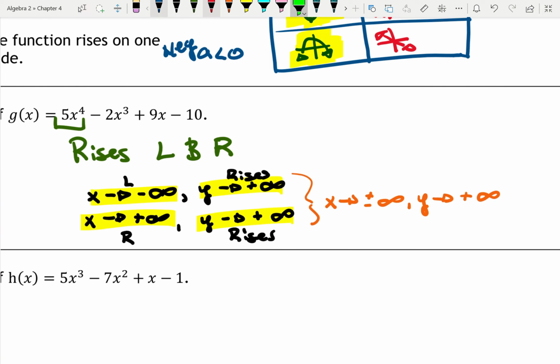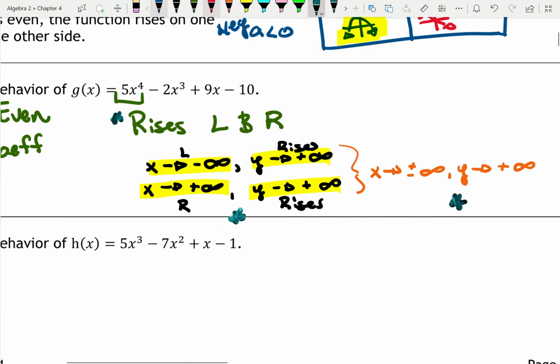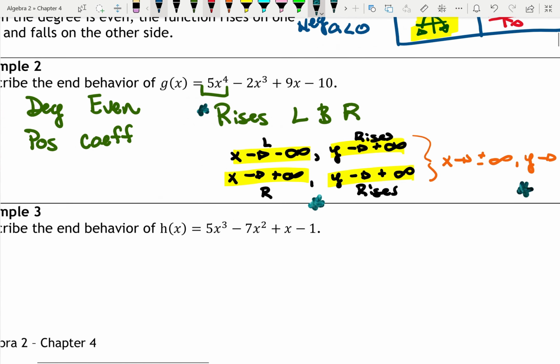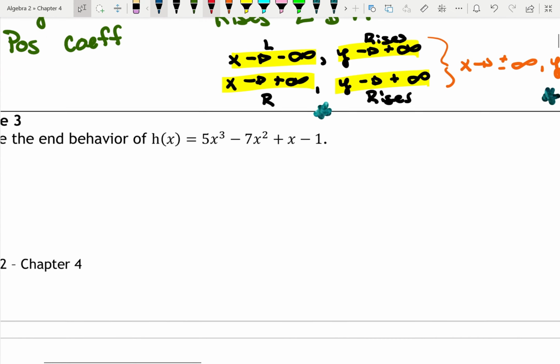So there we have it. We have 3 different ways to describe it. We have the first one where it just says rises left and right. Then we have the one in black that's a little bit more complicated. And then the one in orange that's the complicated one, but kind of condensed a little bit. So those are all talking about end behavior. All right, let's look at this next one here. We're supposed to describe the end behavior again.